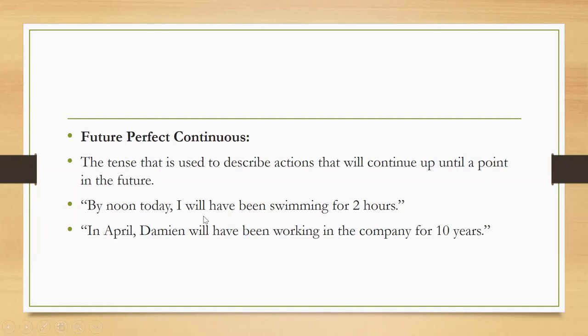Let me confuse you a little bit. We use will, W-I-L-L, for future perfect continuous tenses. Would will be used for past perfect continuous tenses. But like I said, we'll have a class on it. And the picture becomes clearer.